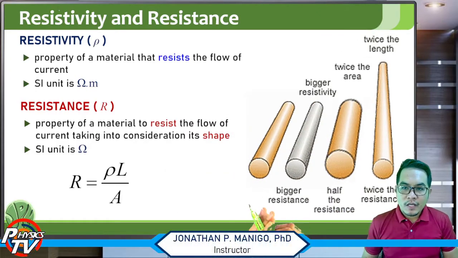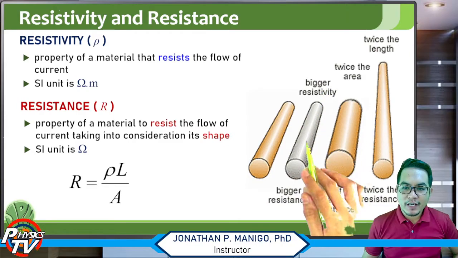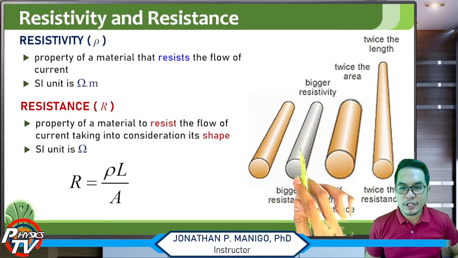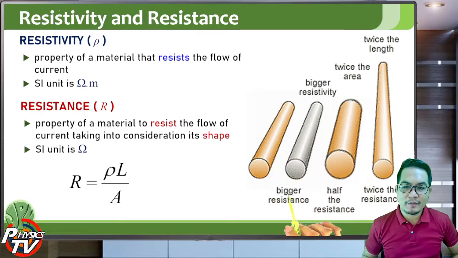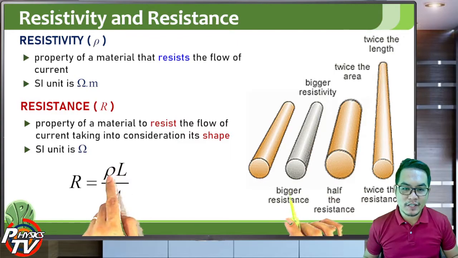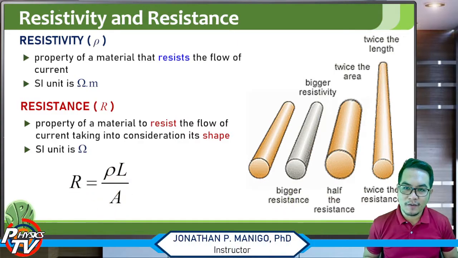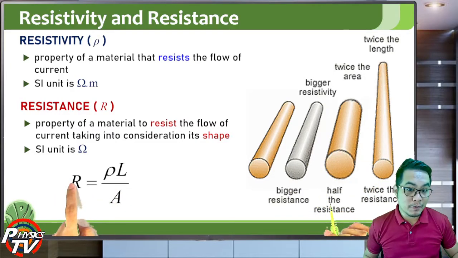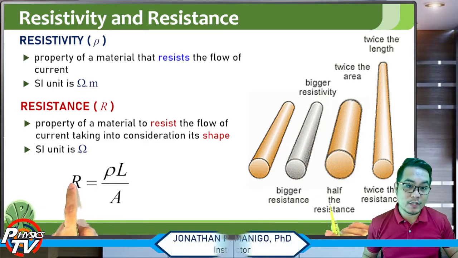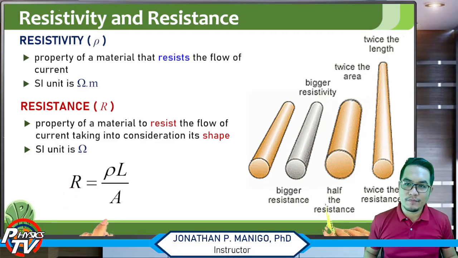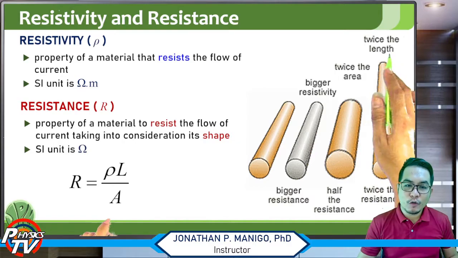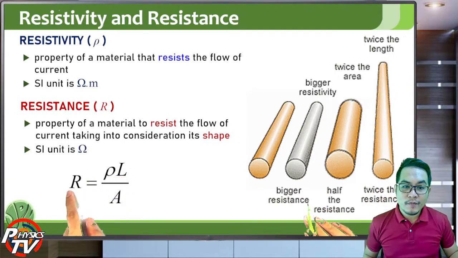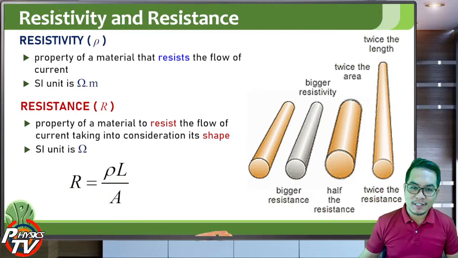So if you have the same shape, then the bigger resistivity has the bigger resistance because resistivity is directly proportional to R. If the area doubles, then since it's inversely proportional, the inverse of 2 is 1/2, so half the resistance. If you double the length, then you also double the resistance.